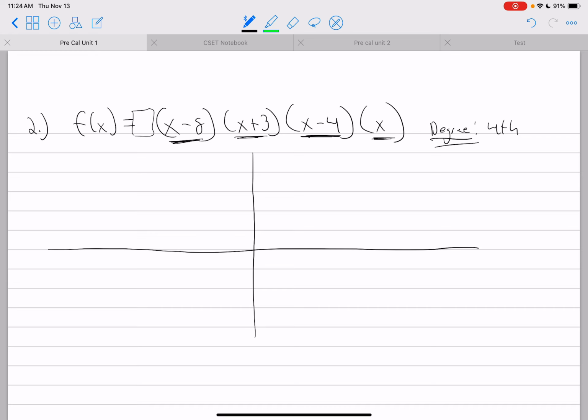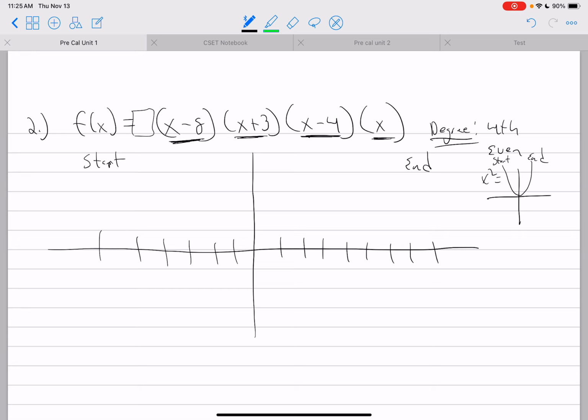I notice that the a value is positive. So this is going to work how any even degree is supposed to work. Remember, evens are like x squared, which means they start at the top and end at the top. So this thing should start up here and it should end up here. Let's go ahead and figure out my x-intercepts.